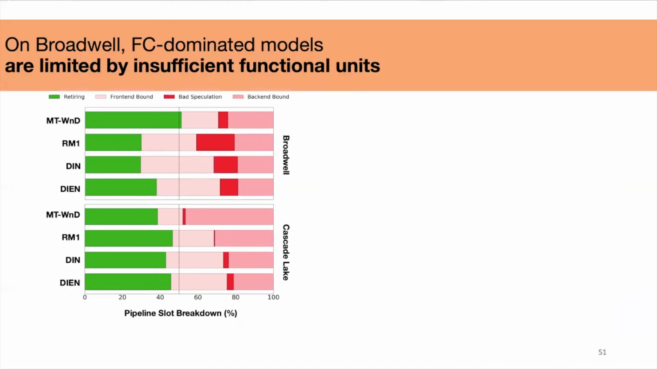First, fully connected heavy models are back-end bound. More specifically, they are core bound by insufficient functional units on Broadwell machines. Now, how do we know this from the plot? First, from here, we see that multitask wide and deep is back-end bound. But within back-end bound, is it core bound or memory bound?